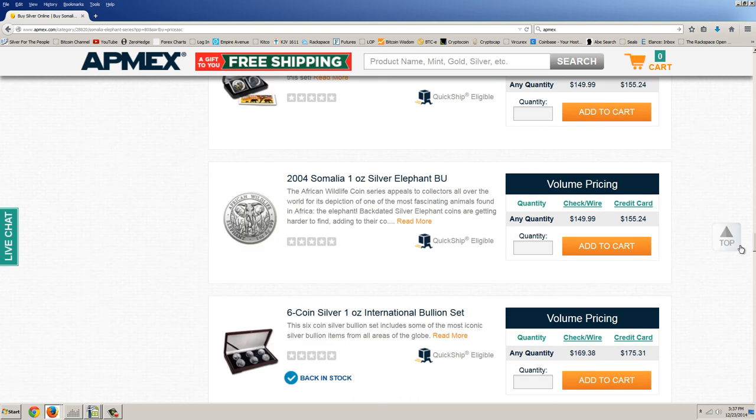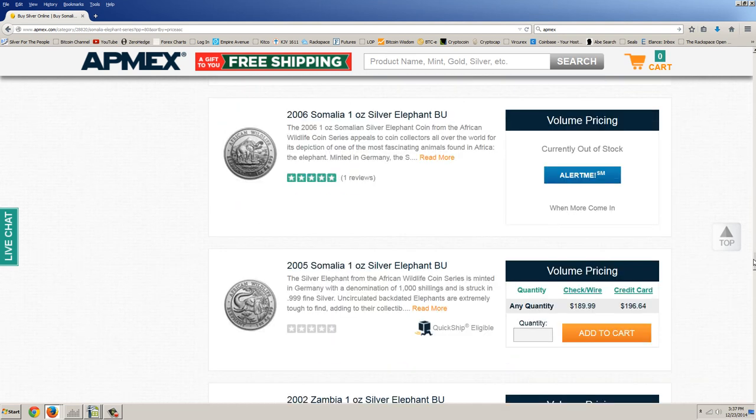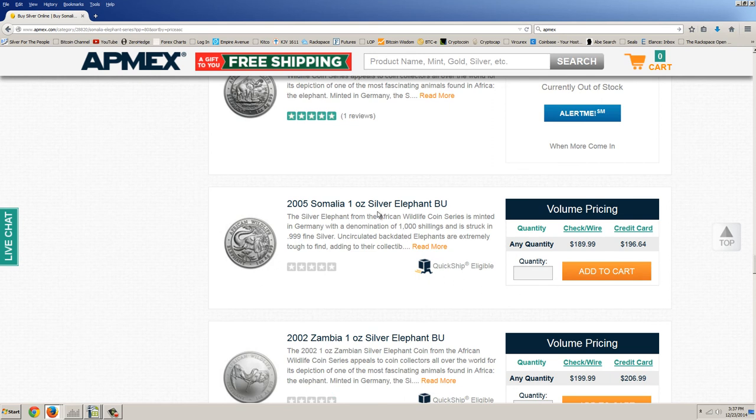And by the way, I did check these on eBay, and they actually are going on eBay for numbers like this. Here's the 2004 for $150. Here's the 2006 is out of stock, and here's the 2005 Somali 1 ounce elephant for $190 a coin. And yes, eBay does reflect that. So the elephant series definitely seems to be a potential straight numismatic play.